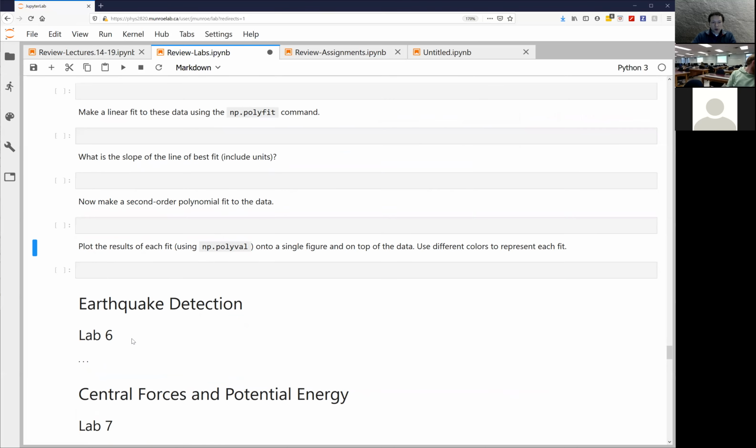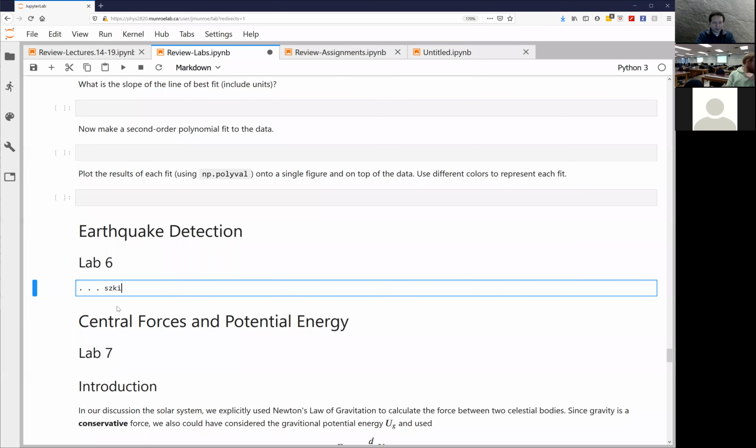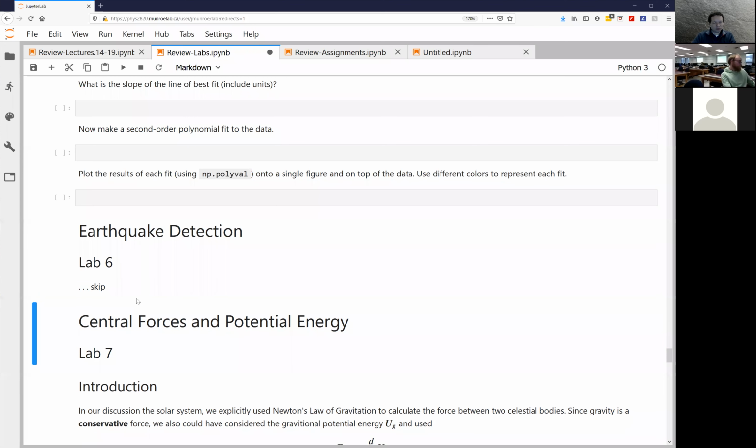Lab 6 was on earthquake detection. Again, don't worry about that one. You did it. We can move away from it.